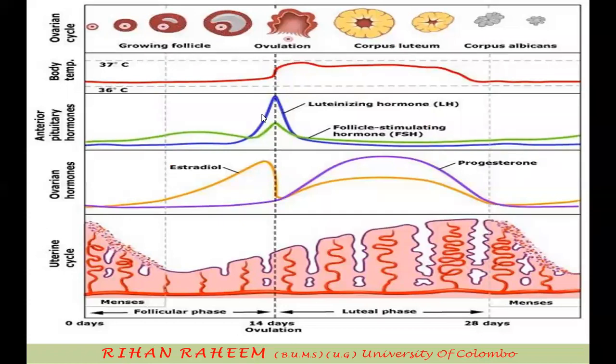FSH and LH come from the pituitary. During the first 14 days, FSH is more, and on the 14th day, LH is more. So this is the comparison between the ovarian cycle and the uterine cycle. If they ask a question, during ovulation in the ovary, what is happening to the uterus? The wall is built and it is starting the secretory phase. The blood vessels and all the things are getting ready in the secretory phase.